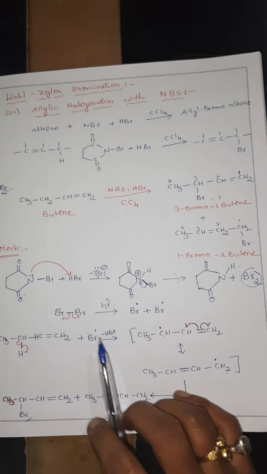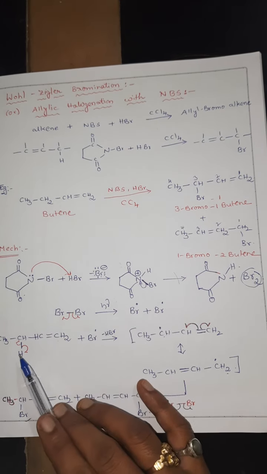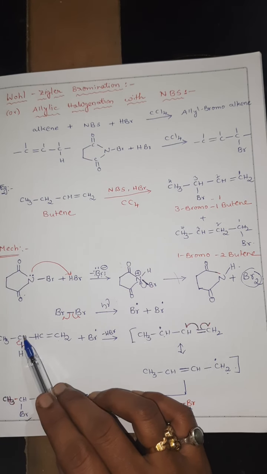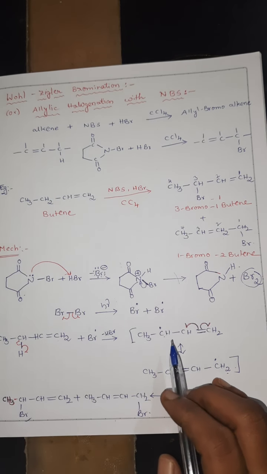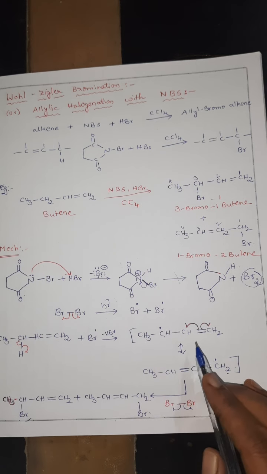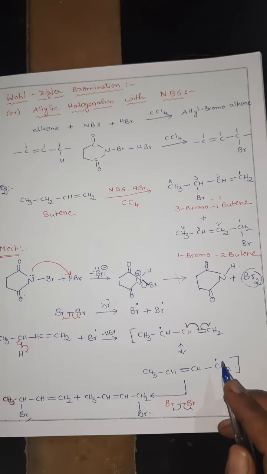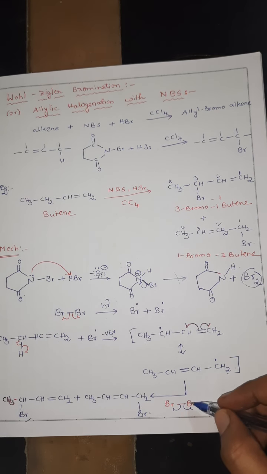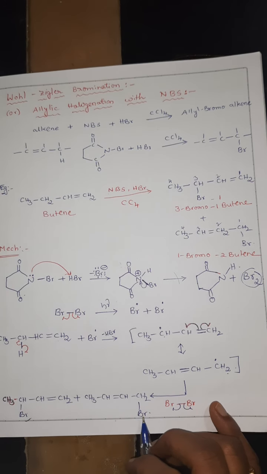And in the third step, the bromine free radical formed in this step abstracts hydrogen at the allyl carbon to produce an allyl free radical. This allyl free radical is stabilized by resonance structures. And finally, this allyl free radical abstracts a bromine atom from another bromine molecule to produce the allyl bromoalkene.